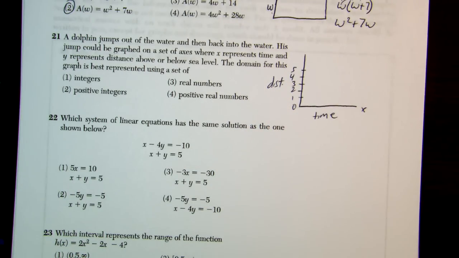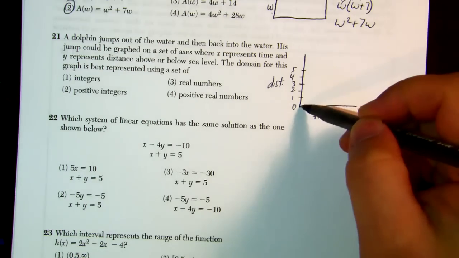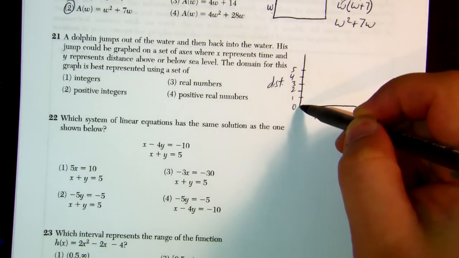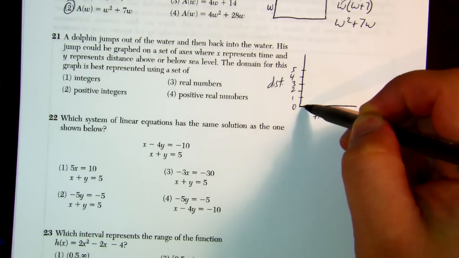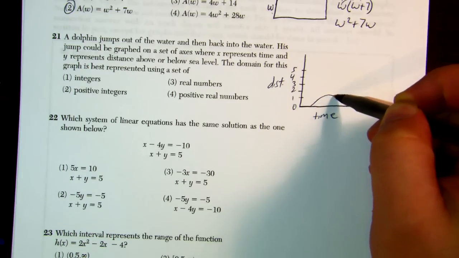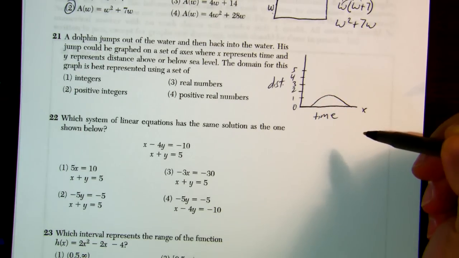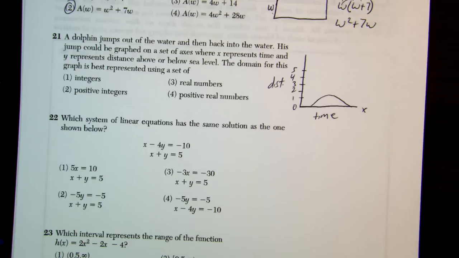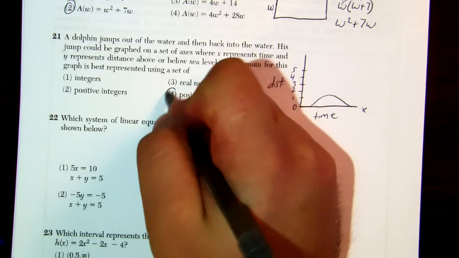All right. So when he jumps, let's just say he's right here on sea level swimming. He jumps, splashes in the water, goes back in. So that's going to be positive real numbers. Choice number 4.